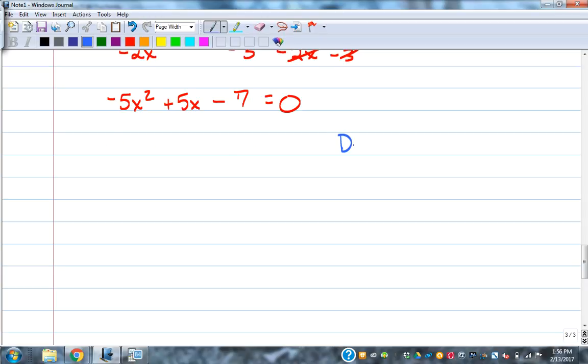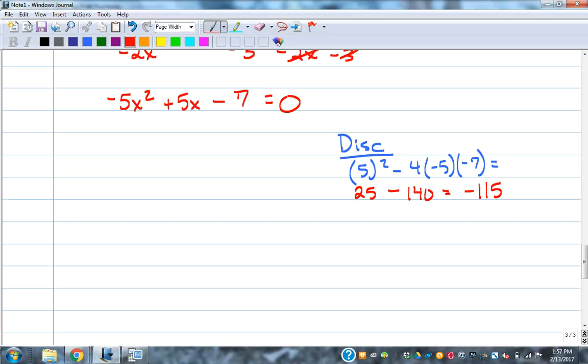All right, so let's get the discriminant. What's the discriminant? 5 squared minus 4 times negative 5 times negative 7. That's 25 minus a big number here. 28 times 5 would be 140. Should be a negative 115, right? So what kind of answers are we going to have? Complex. We've got a negative discriminant. It's going to give us complex solutions.